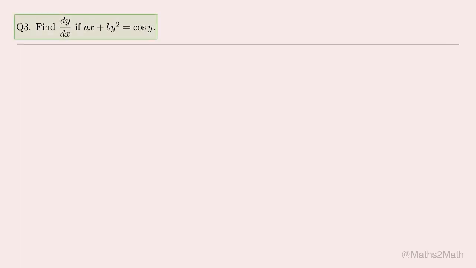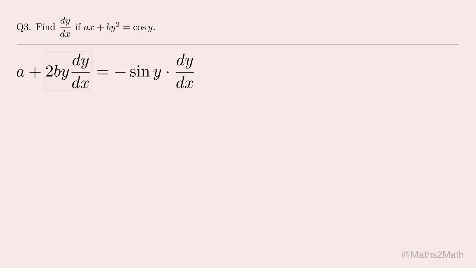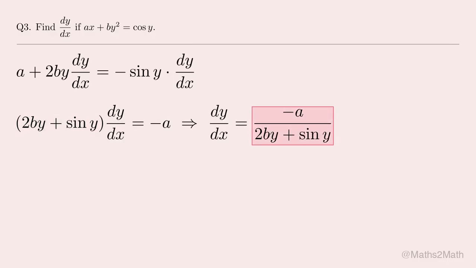Question 3. Constants a and b, a y squared and cosine y, two chain rules on the y side. Differentiate term by term, tagging each y derivative. a x gives a, b y squared gives 2by times the derivative. Cosine y gives minus sine y times the derivative. Move both derivative terms together and solve.